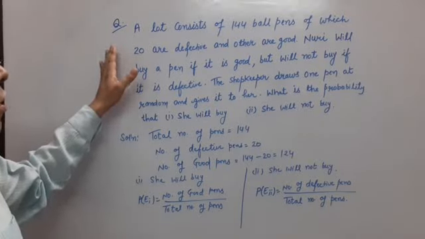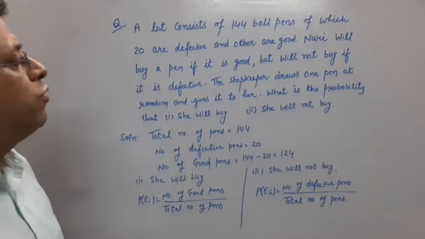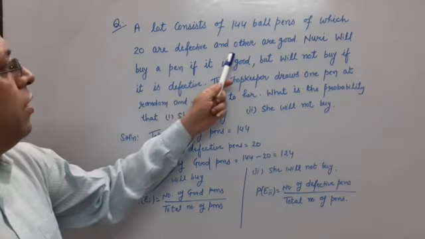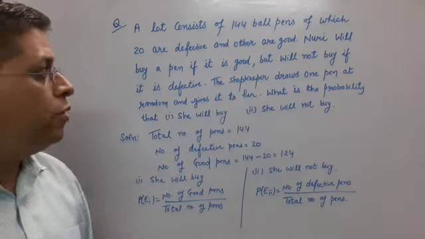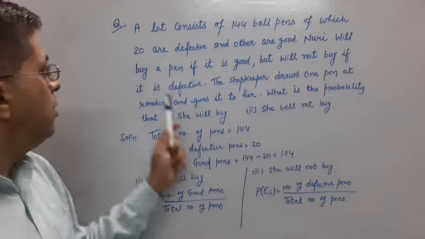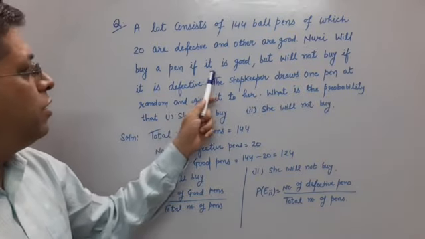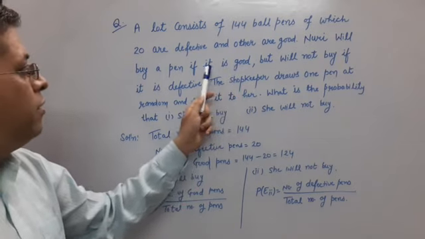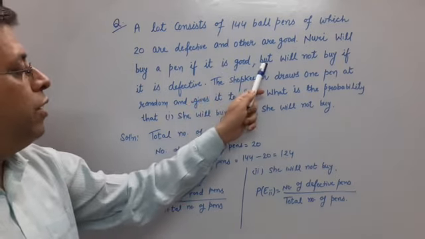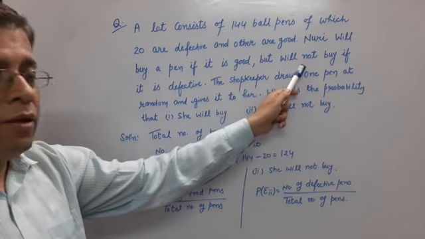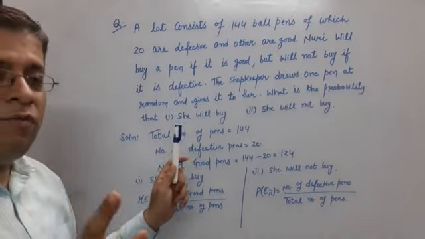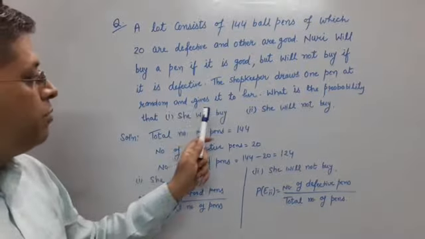A lot consists of 144 pens, of which 20 are defective and the others are good. Noori will buy a pen only if it is good, and will not buy if the pen is defective.